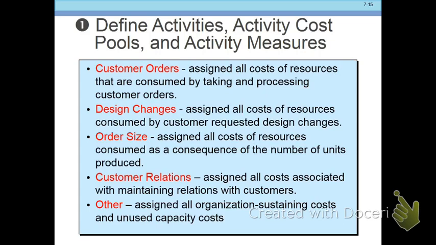They have customer orders, design changes. You can see there all costs of resources consumed by a customer who requested design change. Order size, assigned all costs of resources consumed as a consequence of the number of units produced. Customer relations, and then they used other for organizational sustaining activities.